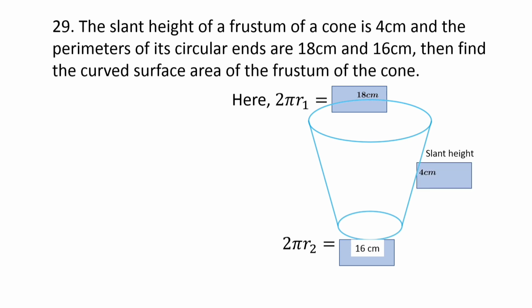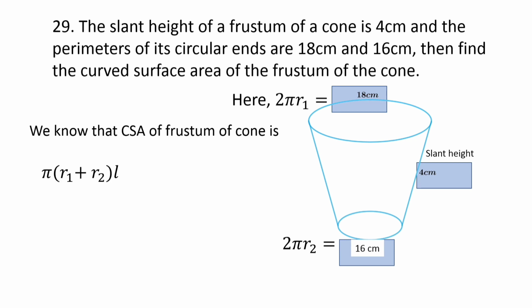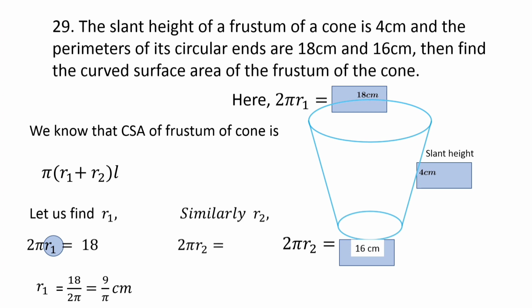We know that slant height l is equal to 4 centimeter. We know that the curved surface area of the frustum of the cone is pi into (r1 plus r2) into l. Let us find r1 here. We are not given it, but 2 pi r1 is given as 18 centimeter. r1 is equal to 18 by 2 pi. Transpose 2 pi to RHS. That is equal to 9 by pi centimeter. Likewise, let us calculate r2. 2 pi r2 is 16. r2 is 16 by 2 pi, that is equal to 8 by pi centimeter.